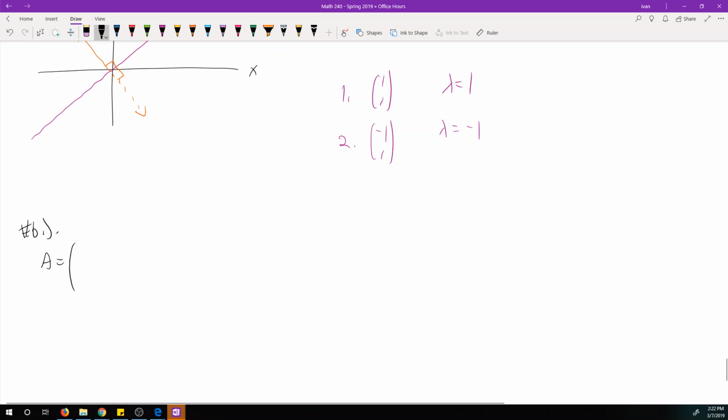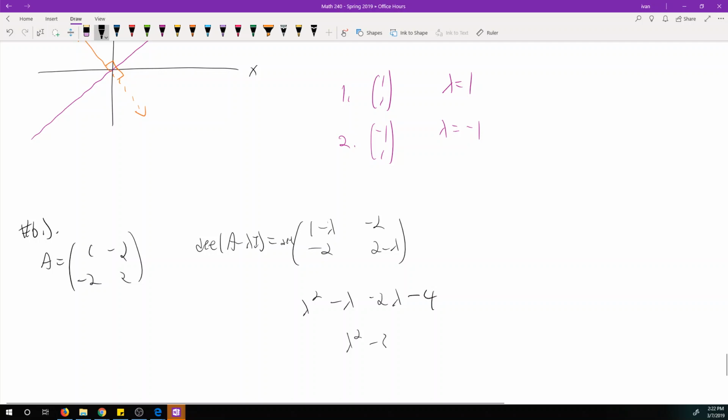All right, so A is 1, negative 2, negative 2, 2. So find the determinant of A minus lambda I. 1 minus lambda, negative 2, negative 2, 2 minus lambda. And then this is lambda squared minus lambda minus 2 lambda minus 4. Okay, and then this is lambda squared minus 3 lambda minus 4. Okay. I remember this one, I think.